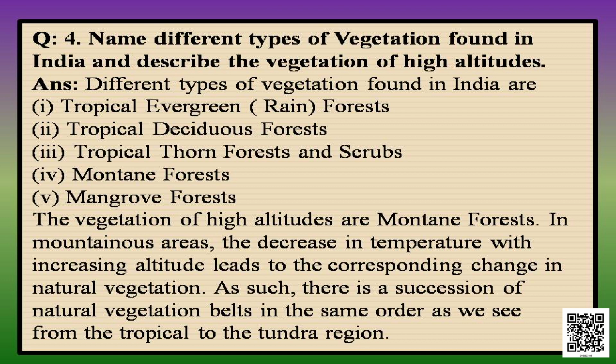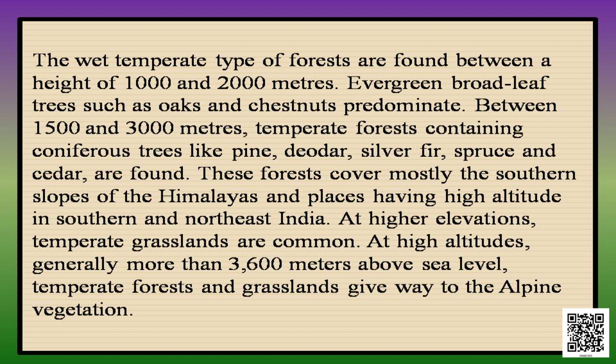In mountainous areas, the decrease in temperature with increasing altitude leads to a corresponding change in natural vegetation. As such, there is a succession of natural vegetation belts in the same order as we see from the tropical to the tundra region. The wet temperate type of forests are found between a height of 1000 and 2000 meters. Evergreen broadleaf trees such as oaks and chestnuts are predominant. Between 1500 and 3000 meters, temperate forests containing coniferous trees like pine, deodar, silver fir, spruce and cedar are found.